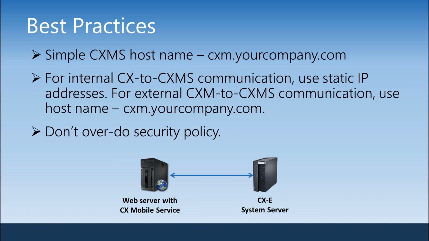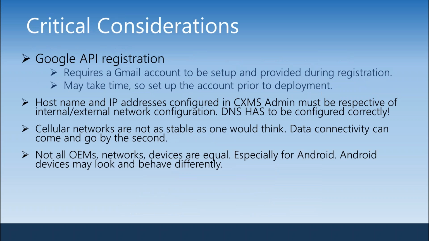So a couple of best practices here. First is give it a simple host name, and this will be the DNS name you're going to go look at from your phone. Something simple like cxm.yourcompany.com or cxm.avst.com. Something easy, because remember, you're going to have to type this in on an iPhone or something like that. You don't need to have a million different obtuse names, slashes, and stuff like that to get to the mobile application.